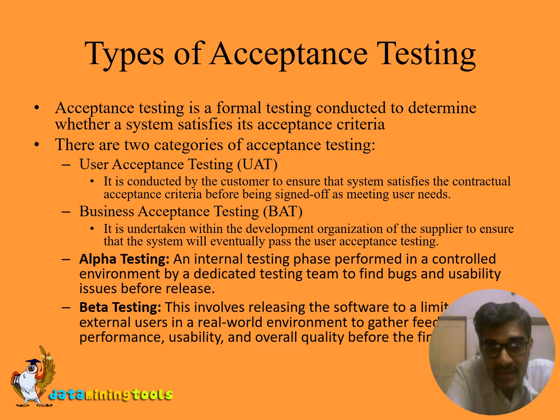Beta testing. Beta testing involves releasing the software to a limited number of external users in a real-world environment to gather feedback in terms of performance, usability, and overall quality before it is finally released. Beta testing is done with external or real-world customers. The difference between alpha testing and beta testing is that alpha testing is done by internal employees and beta testing is done by external users.